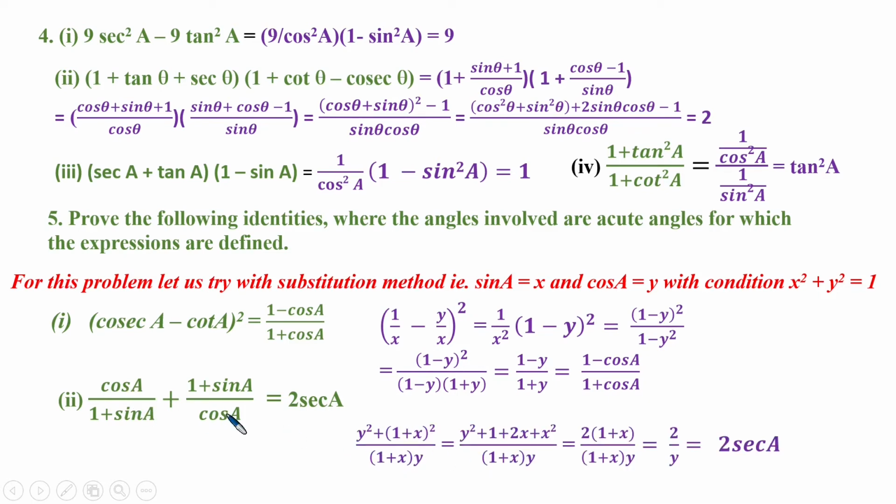This cos A, this is cos square A, this I cross multiply, and 1 plus sin A, again I cross multiply here. So 1 plus x, you see, x is sin A, and cos A is y, so y square plus this, and then this is y into (1 plus x). So I just again simplify this and I will get here 2 by y, and y is your cos A. So 1 by cos A is sec A, so it is 2 sec A. So go through it, freeze and go through it. It's very simple. All the steps have been given here.